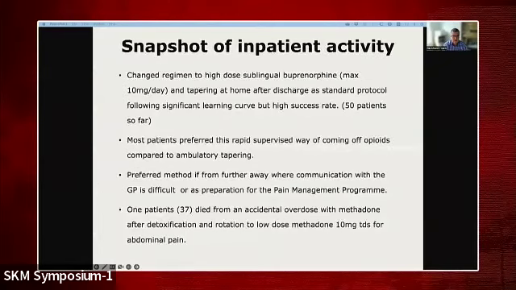From an inpatient point of view, we have changed now the regimen from ketamine infusions really to sublingual buprenorphine as the first attempt in all patients, and I have not gone above 10 milligrams per day, which is much lower than the replacement treatment in veteran hospitals in the States, for example. And we have done 50 patients so far with quite high success rates. And I have to admit it was quite a steep learning curve in the beginning.